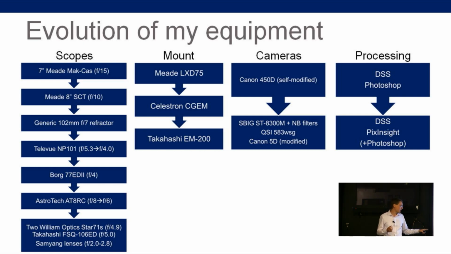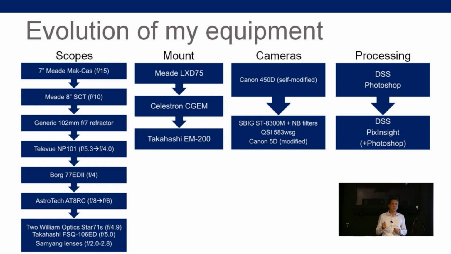Right now, my main scopes are those 2 William Optics Star 71s. They're mounted right next to each other. I've got them aligned so I can tweak the alignment and basically get twice as many hours per night. So on a good winter night, I can actually capture up to 20 hours of total exposure time, which is really nice to have, given how infrequently you get a nice clear night.